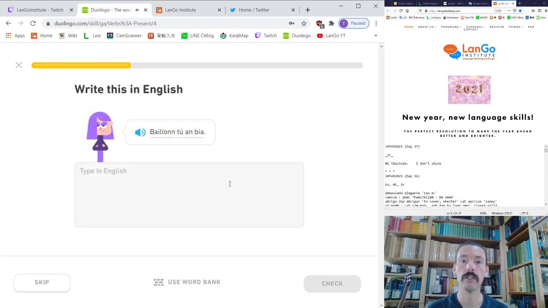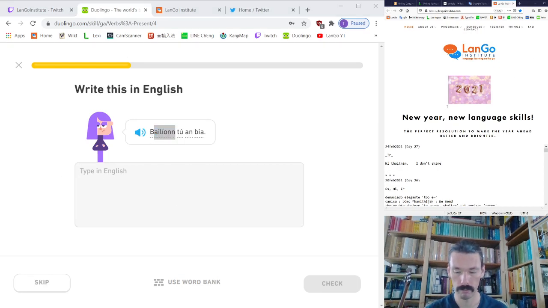Baileoidh tú an bia. Baileoidh tú an bia. Don't recall the verb. Collect, gather. You collect the food is the meaning.